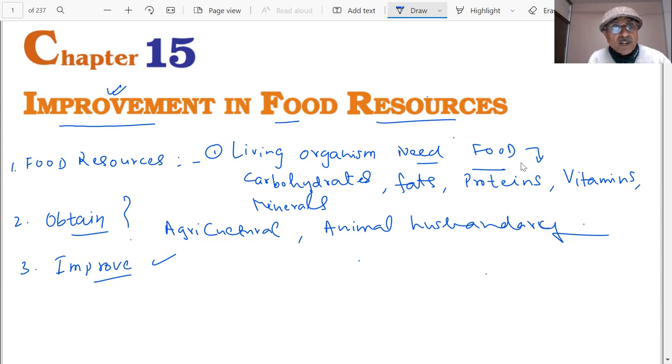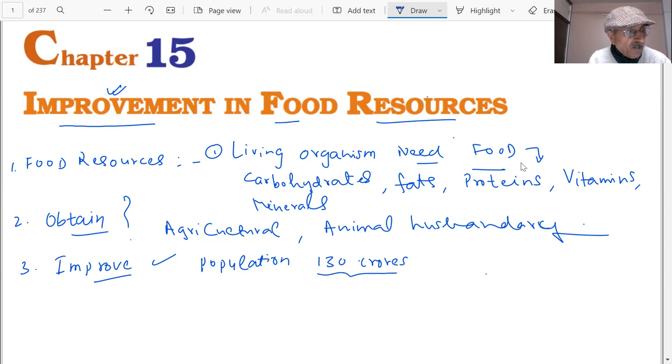The improvement is required because what is happening, student? The population is growing. And what is our population? Present population, tell me, how much is it? Approximately 135 crore. So you have crossed 1 billion. So you are saying 130 crore people. Now, how will you feed 130 crore people? You have to provide all these to all the 130 crore people.